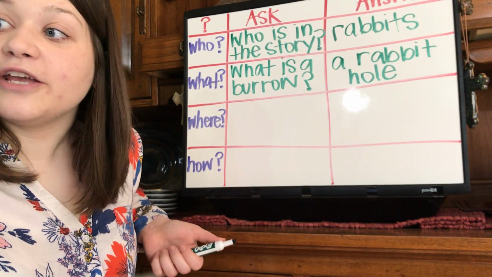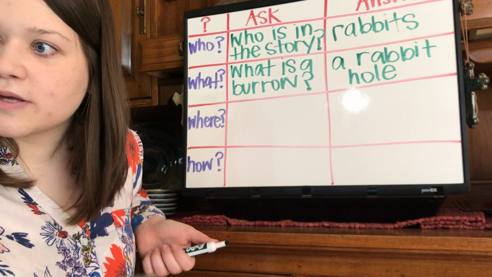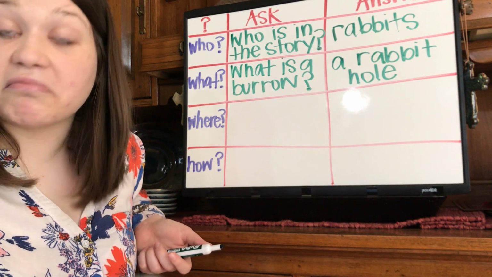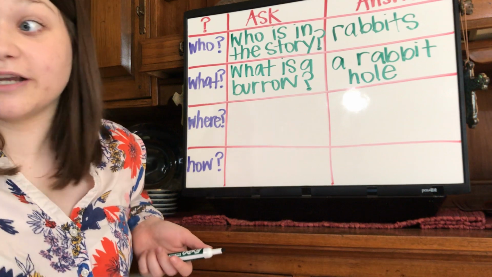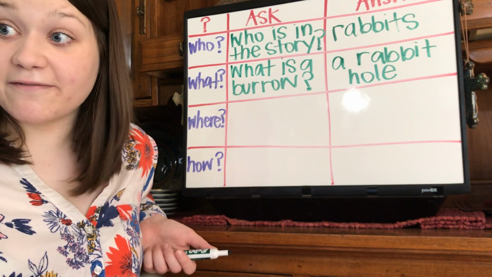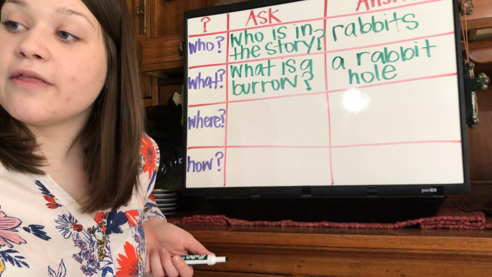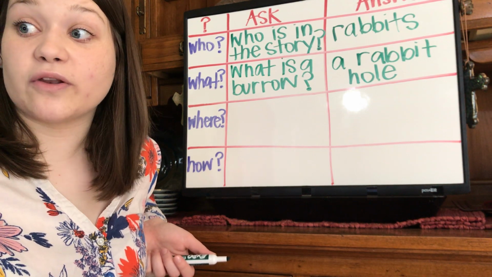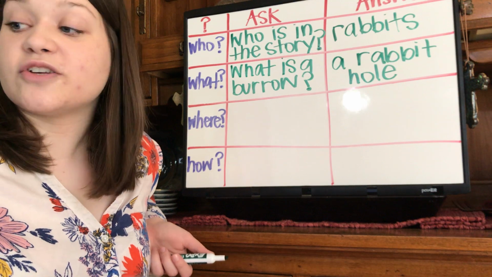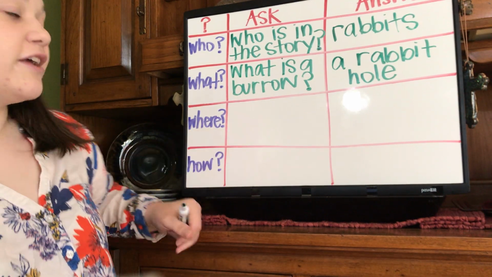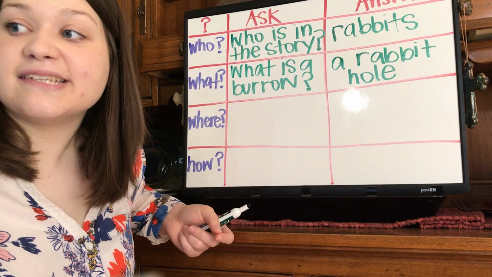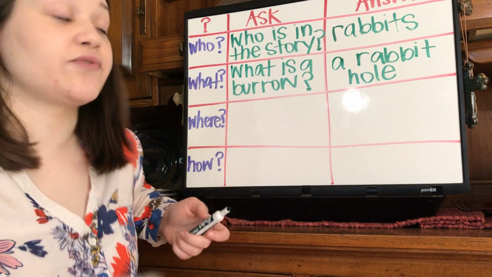These small furry creatures live in meadows. They also live in forests and deserts. That tells me something about where the rabbits are. It tells me where they live. They live in meadows. They also live in forests and deserts. And they also live in holes in the ground. So for my where question, I could say, where do rabbits live? And then my text gives me a lot of answers that I could choose from.